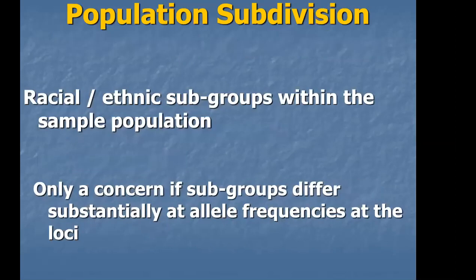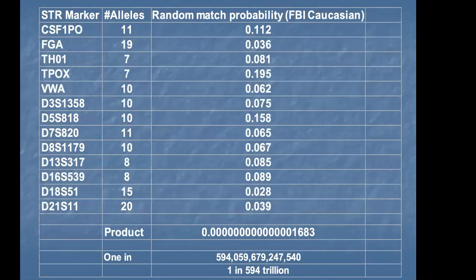One of the things that needs to be taken into consideration is the racial and ethnic makeup of the subgroups and whether or not they have the same allele frequency that the larger population does. Here's an example, again using the original 13, of a particular analysis. It shows you the frequency of the various different alleles, how frequently they occur. When you multiply these all together, you can see that the likelihood of an unrelated individual having the same STR profile is 1 in 594 trillion.